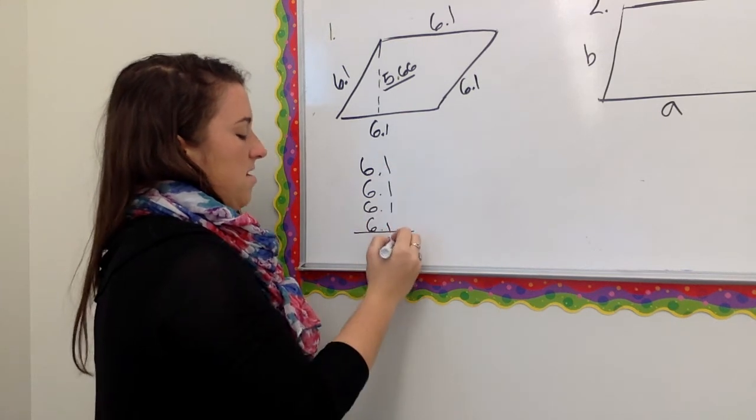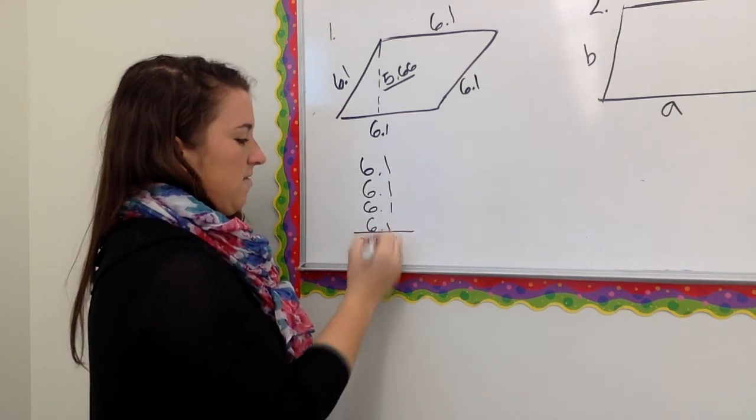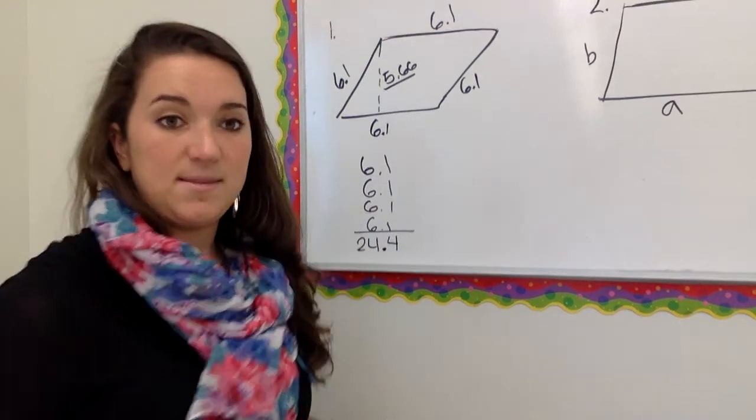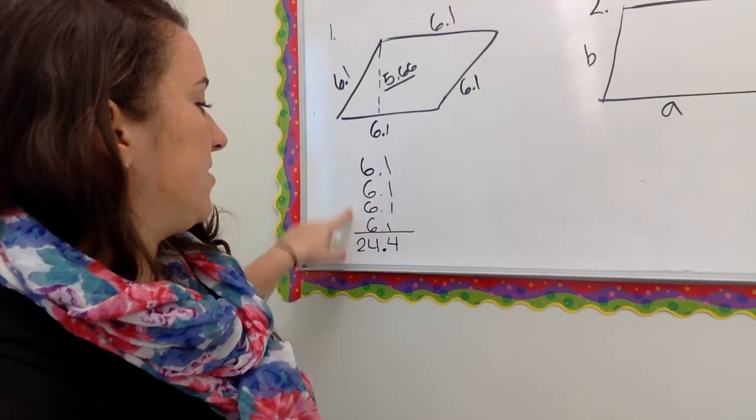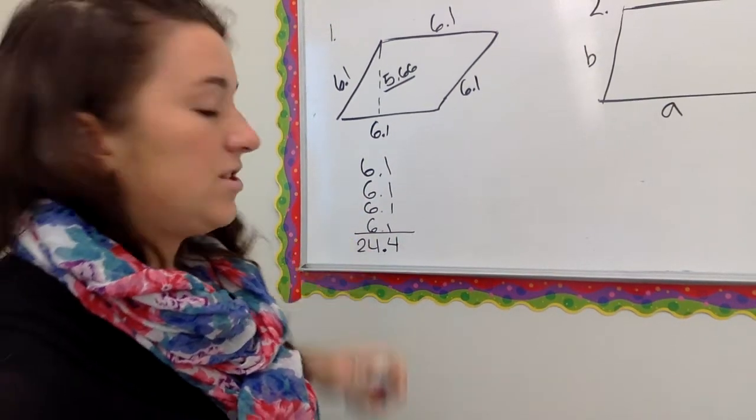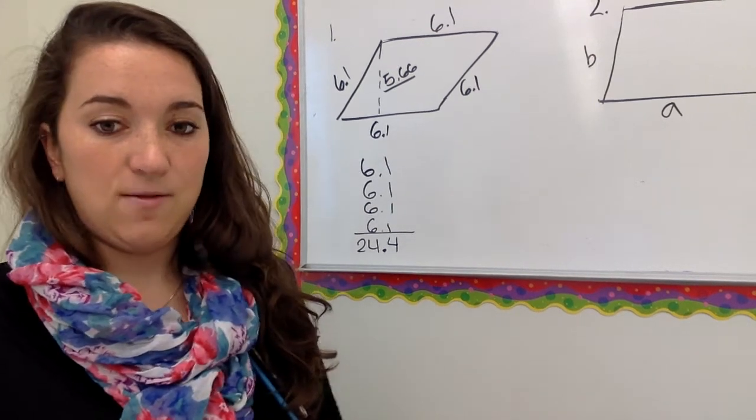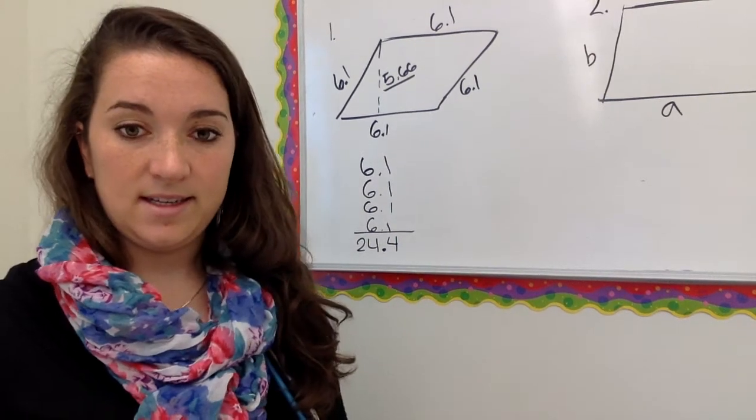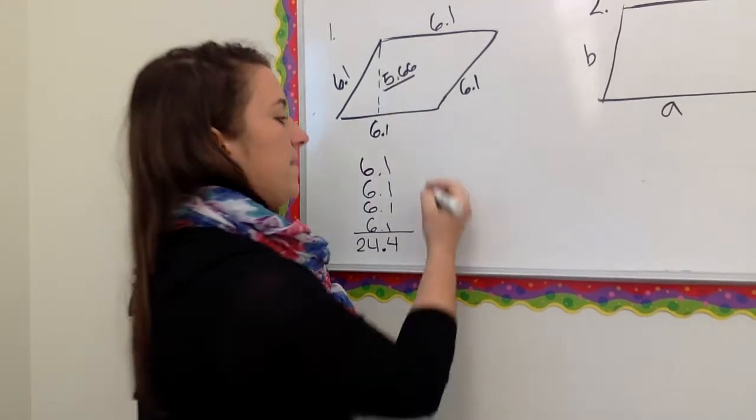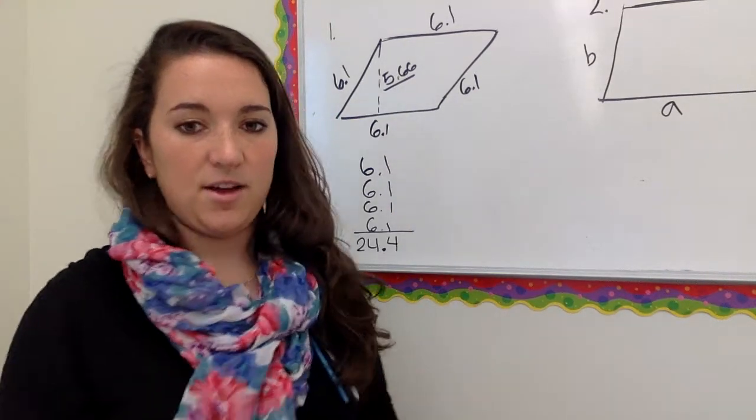I'll end up with 4 and 24. Decimal stays in the same place. Make sure you are lining up your decimal as you are adding. So my perimeter is going to be 24 4/10. Finally, the type is a parallelogram. So just write parallelogram under type.